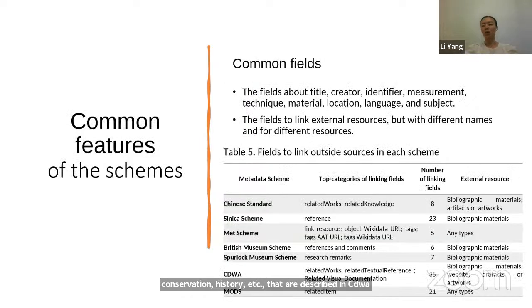Across all the schemes, we also examined the common features of all the schemes. All the schemes have common fields of title, creator, identifier, measurement, technique, material, location, language, and subject, though they may use different terms. All the schemes have fields to link external resources. The fields are related works, link resources, related items, and reference to link artifacts, artworks, bibliographic material, etc. Table 5 shows the fields and the types of external resources the schemes can link. The Met scheme and MODS support linking to any types of resources. The linking fields of the Met scheme fit better in the linked data context.